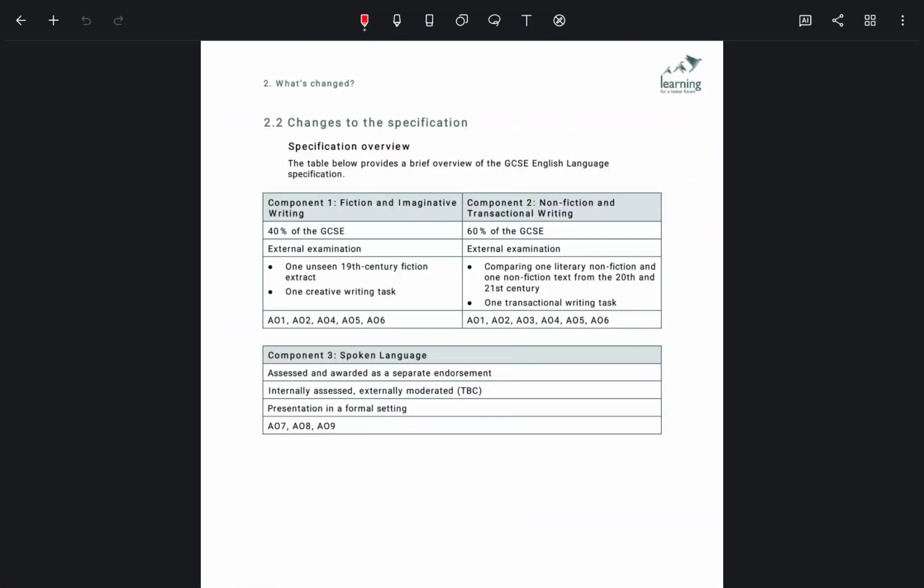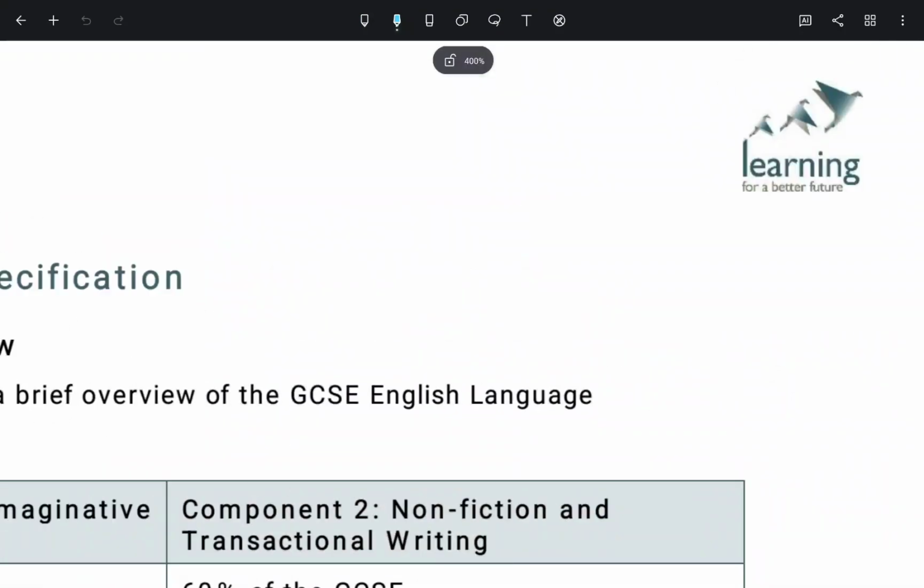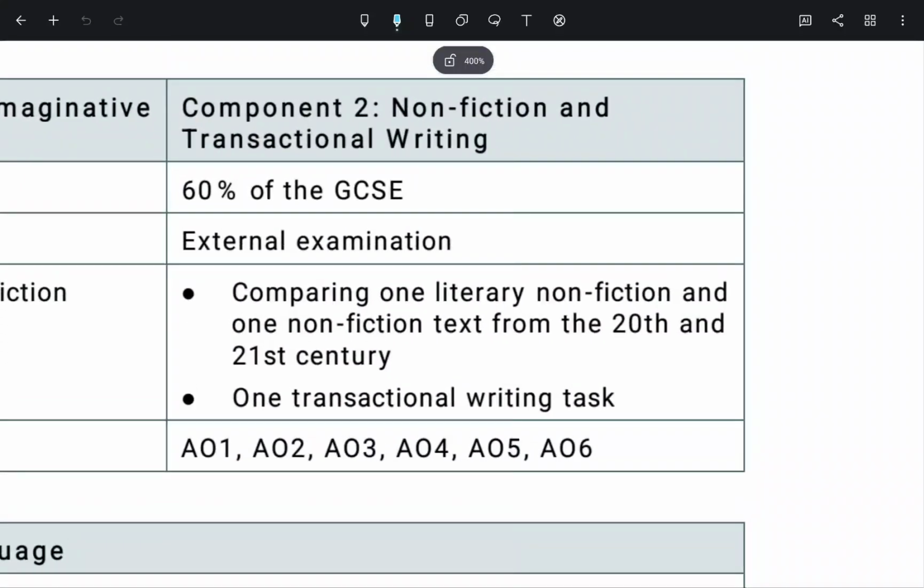Now if you look at component 1 and component 2, most of you have already done component 1. I'm going to look specifically at component 2 and the key information going into the exam. So if I zoom in here, component 2 for Edexcel is your non-fiction and transactional writing. So it's your non-fiction text and your transactional writing.